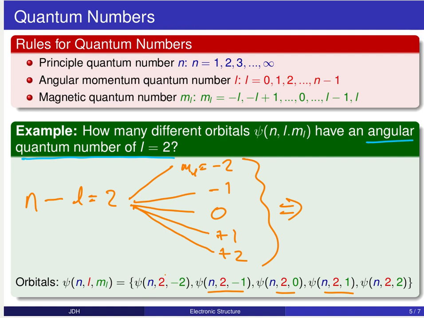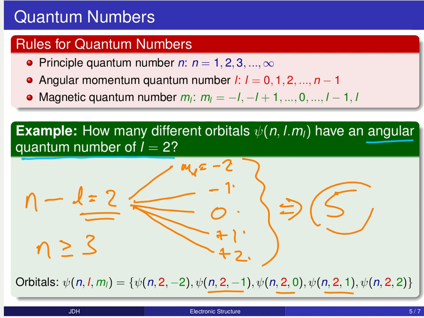Okay, so the answer is, of course, based on the fact that we are dealing with an L equals 2. Because L is equal to 2, we know we must have an n that is greater than or equal to 3. Okay, so our n is greater than or equal to a value of 3. But it could be anything. So we're going to leave it as a variable n here. And then we build up the following set of 1, 2, 3, 4, 5 different branches. So we have a total of 5 different orbitals.